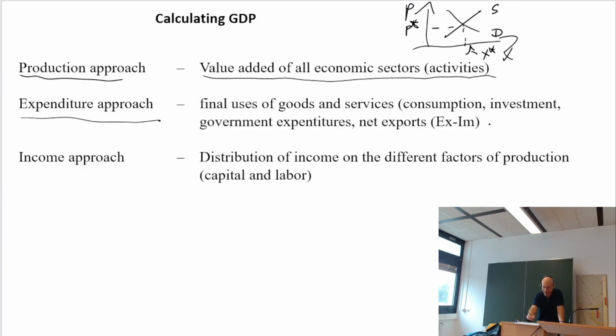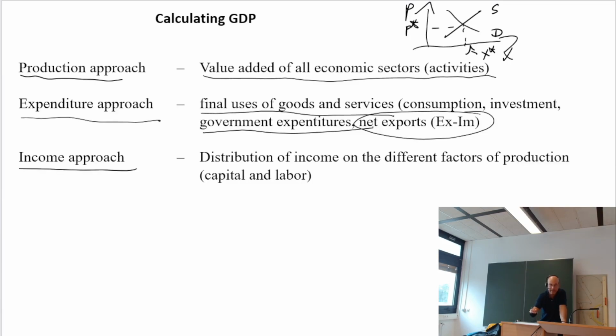So this is then our final uses of goods and services when we are buying consumption goods, investment goods, of course, also government expenditures, and our connection to overseas with exports and imports. And the last possibility is that we ask how these goods and services are produced. And for this, we think of the production function.